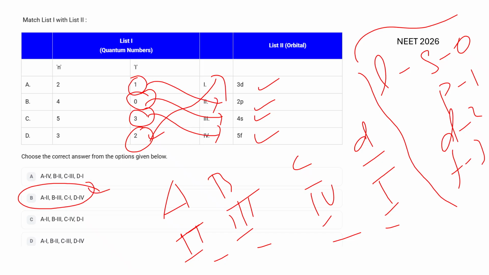So from the principal quantum number and azimuthal quantum number, we found the answer. This is a way to solve this type of question. Let's see the next question.